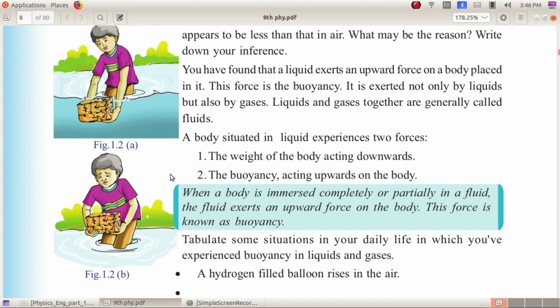Buoyancy is defined as the upward force which is exerted on the body when the body is placed in a liquid or gas, that is, in a fluid. When the body is immersed completely or partially in the fluid, the fluid exerts an upward force on the body. This force is known as buoyancy.